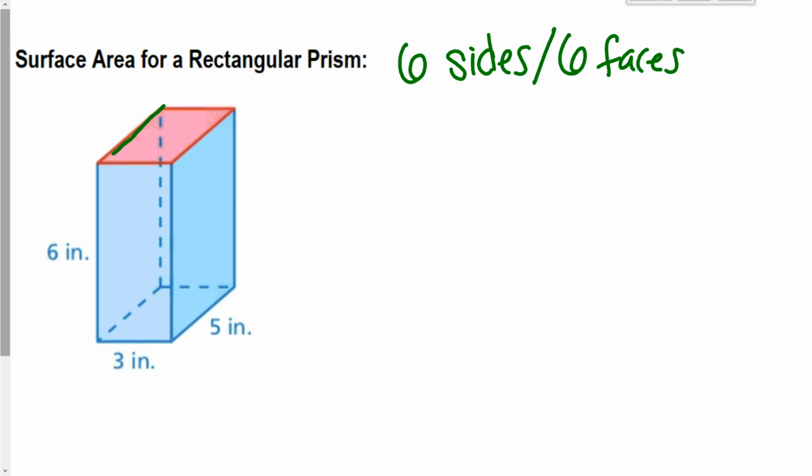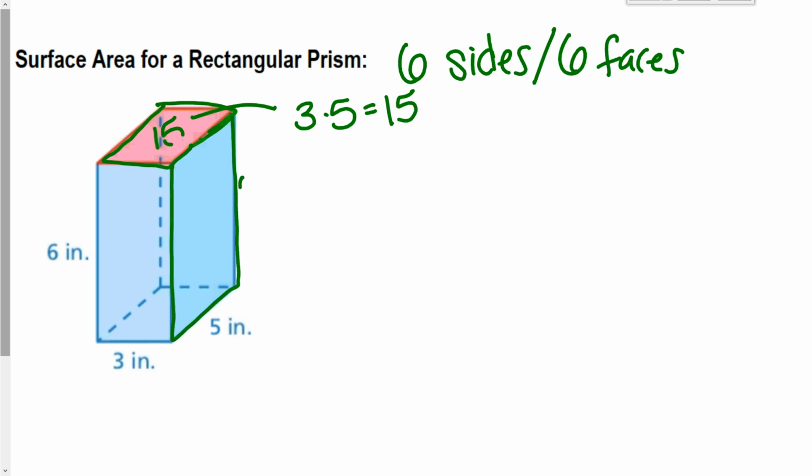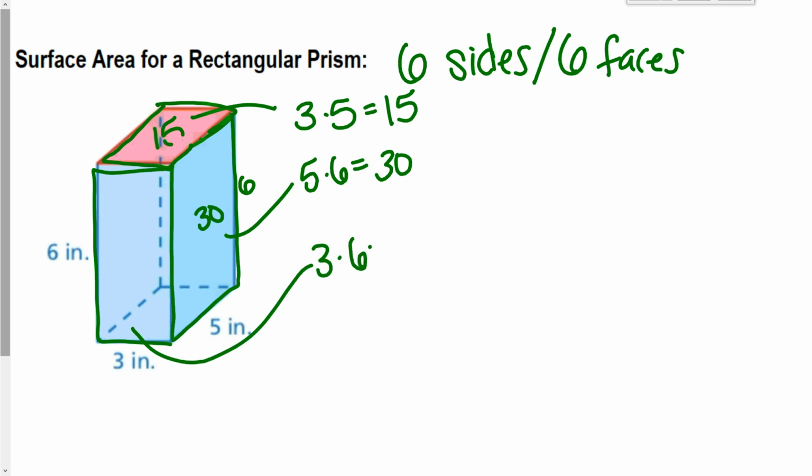So I'm going to look at this top guy right up here. I'm going to use these measurements. I'm going to notice this is three, that means this is three. This is five, so this is five. So this top guy is a 3 by 5, which makes it 15 in total right there. I've got this front face, which is a 5 by 6. That makes that guy 30. I've got this guy over here, which I can see is 3 times 6, which is 18.